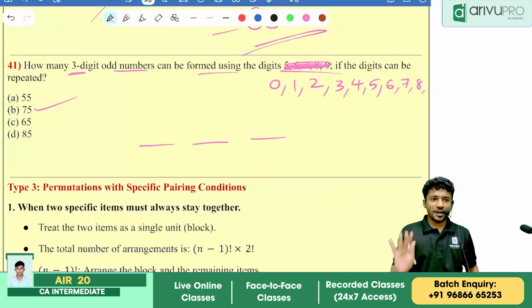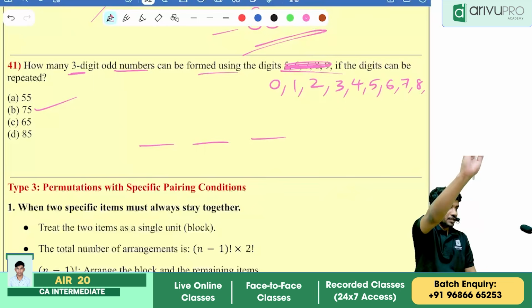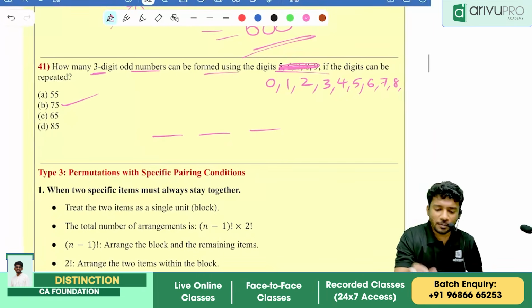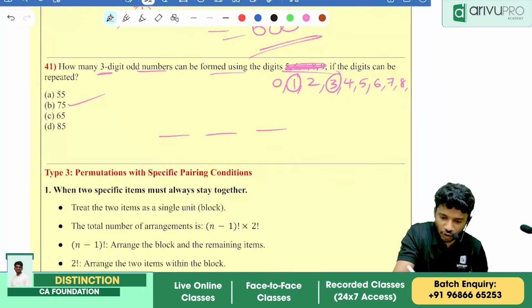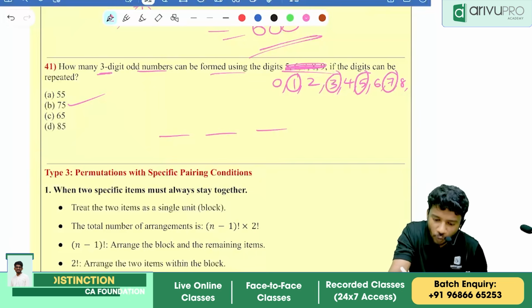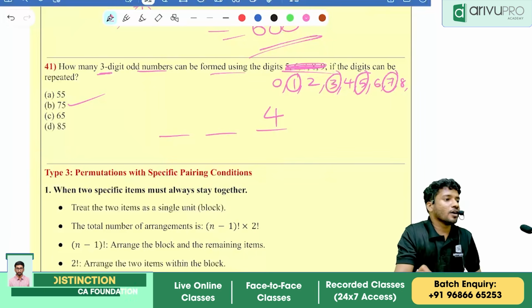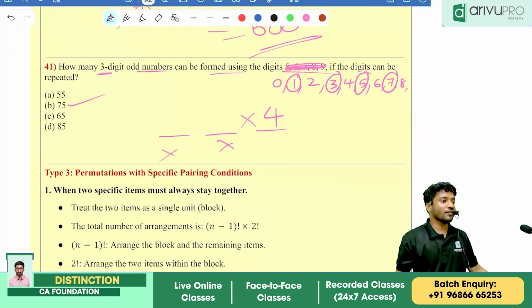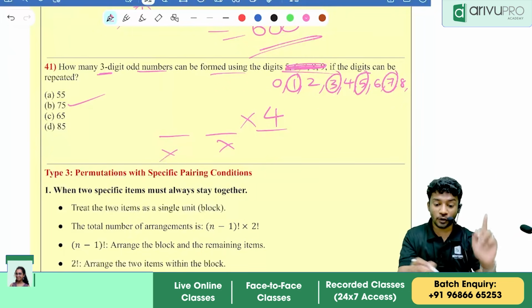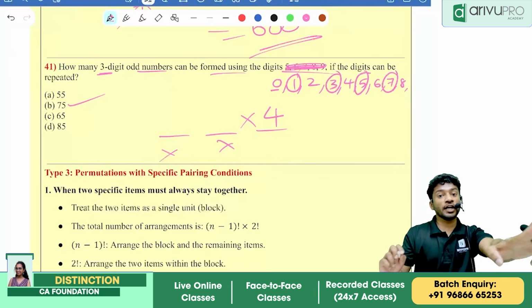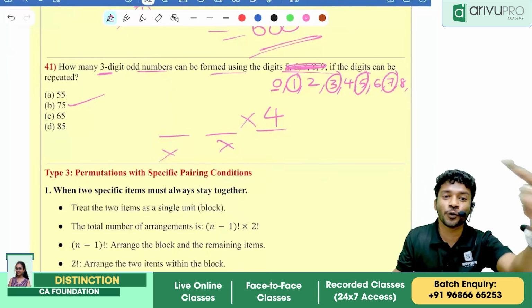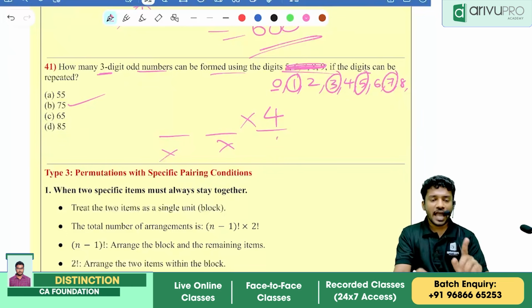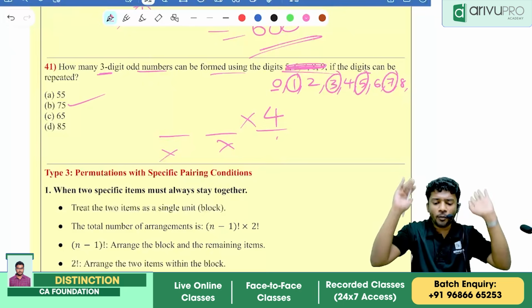3-digit odd number. Odd number is the first condition. And it should be 3-digit also. How to solve this? How many odd digits are there? 1, 2, 3, 4. That means any of the 4 can sit in the ones place. Now, will you go for this place or this place? I will go for the first place. Do you know the reason? Because 0 is there. Think about it. A 3-digit number starting with 0 is what? It is a 2-digit number. Can 0 sit in the first place? No.